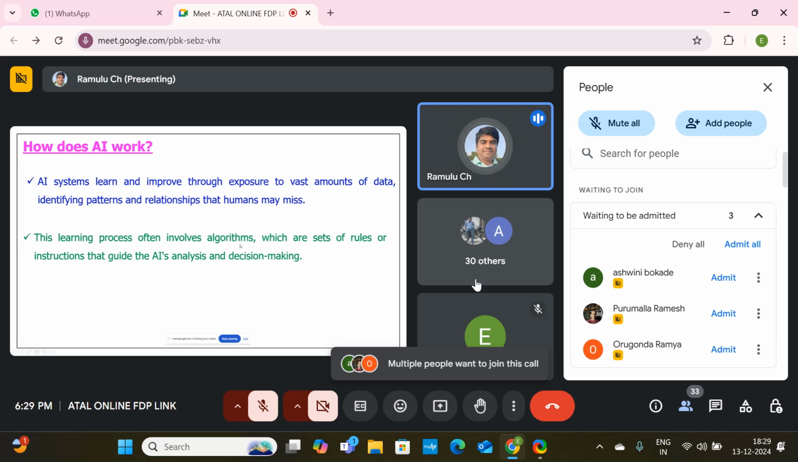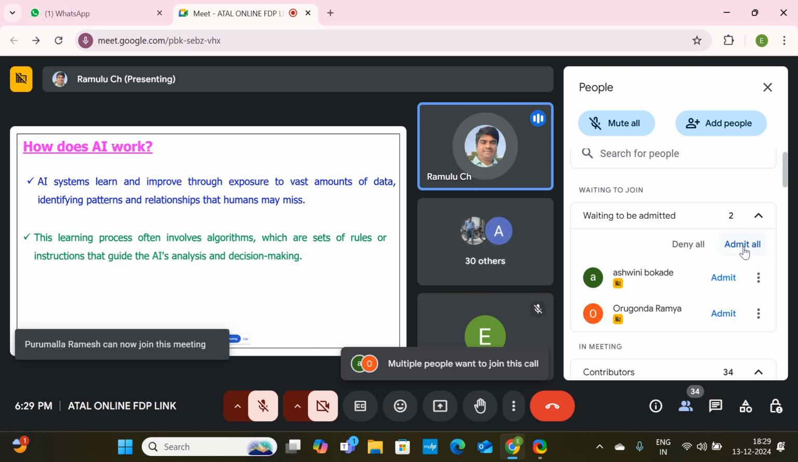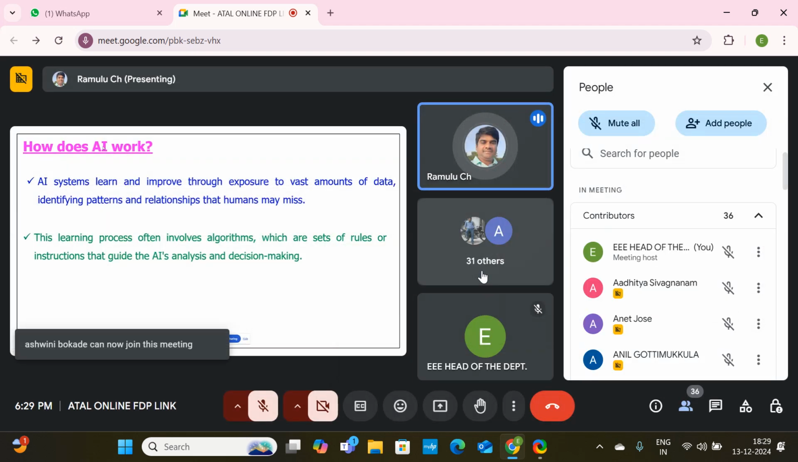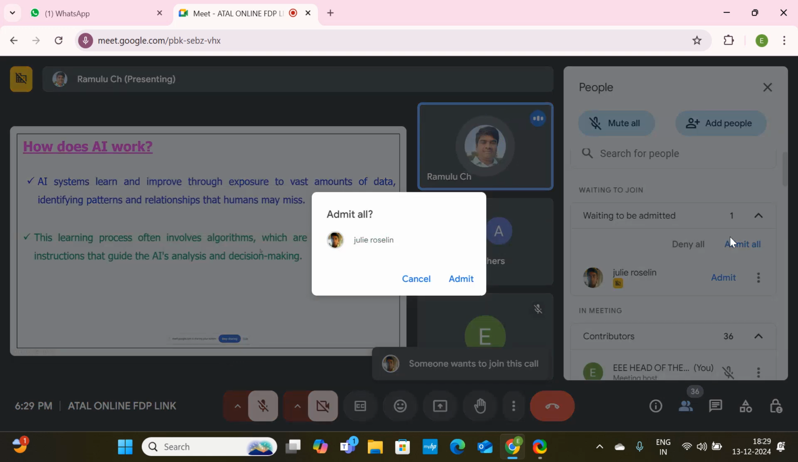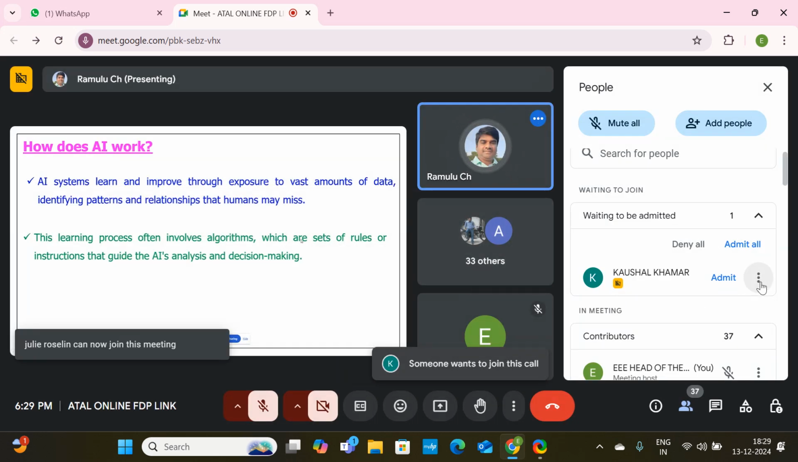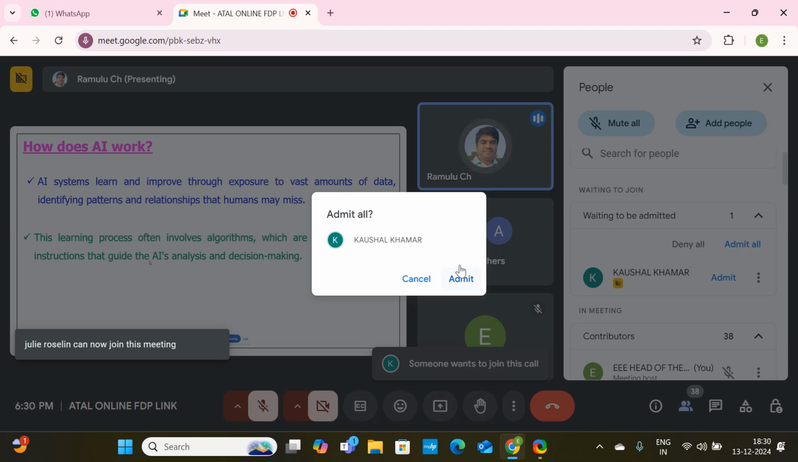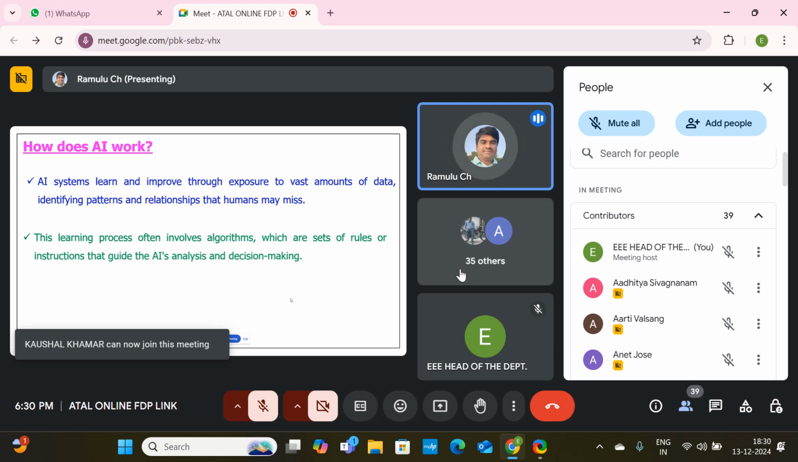This learning process often involves algorithms, which are sets of rules. The main food for AI is data; big data is the AI's fuel. For effective working of AI, we definitely require big data. And the learning process is the involvement of various kinds of algorithms. What is meant by an algorithm? An algorithm is a set of rules or instructions that guides the AI's analysis and decision making. So finally I can say AI is nothing but a set of algorithms.